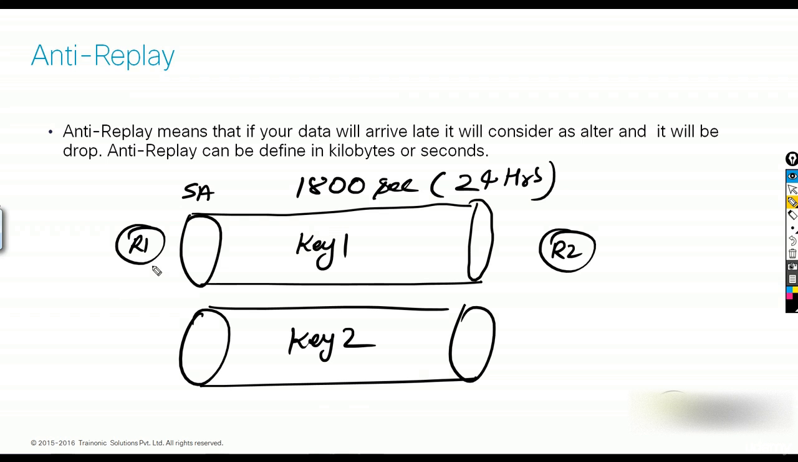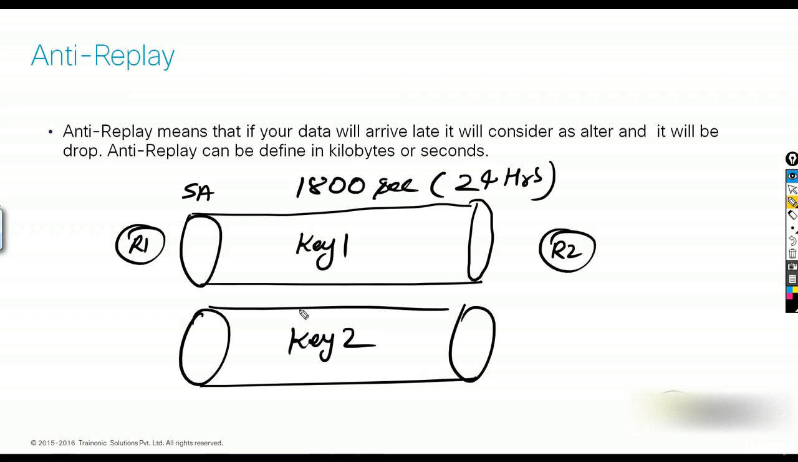Okay, again I am repeating. If we have configured a lifetime of 1800 seconds, it means that when the VPN peers communicate to each other, they will create SA for half an hour. For half an hour they will use key 1. Same for the second half an hour, they will use another key.